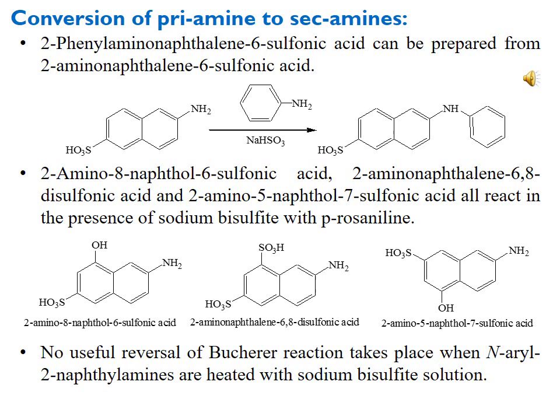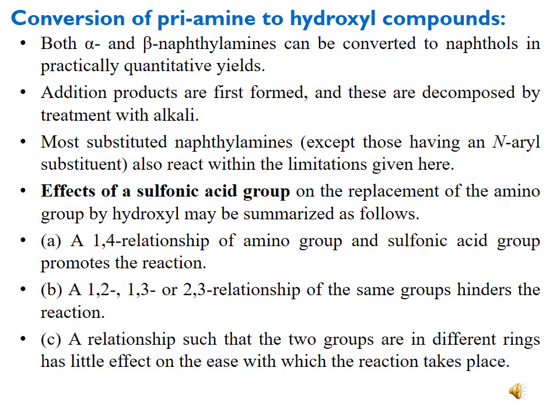Now we shall discuss the reverse conversion of primary amines into hydroxyl compounds. The last discussion was about the conversion of hydroxyl compounds into primary amine, then secondary amines, and then the conversion of primary amine into secondary amines. Now is the reverse conversion, that is, the primary amine is converted back into the hydroxyl group. This back conversion is possible for both types of amines, alpha naphthylamine and beta naphthylamine. Both are converted into their corresponding naphthols, alpha naphthol and beta naphthol, in quantitative amounts.